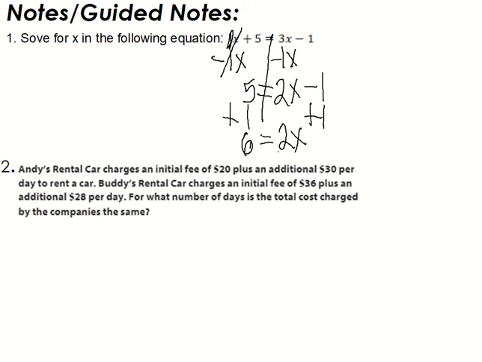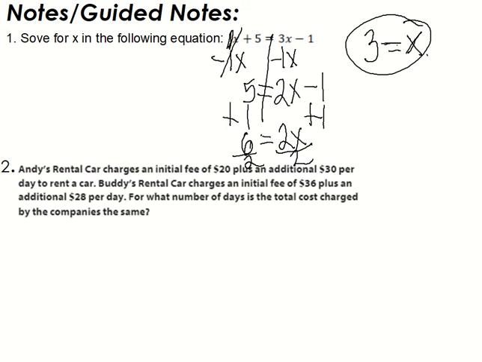This is 2 times x, so the inverse is to divide. And 6 divided by 2 is 3, and 2 divided by 2 is 1. And we now have 3 equals x.